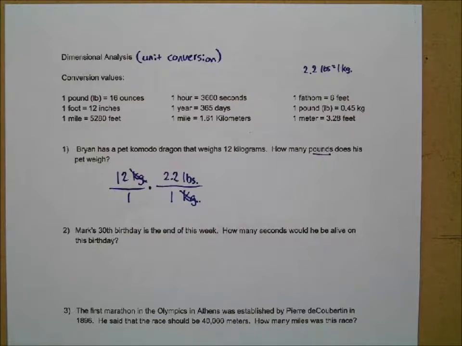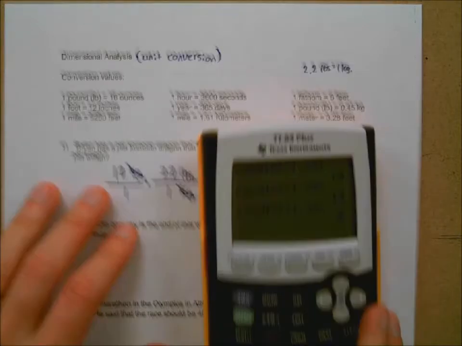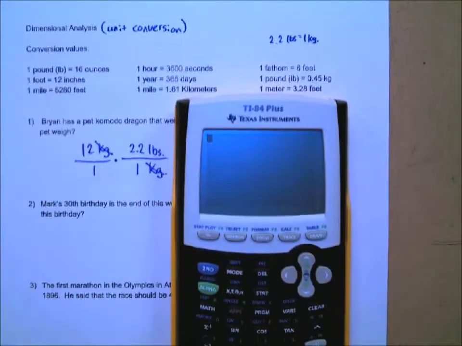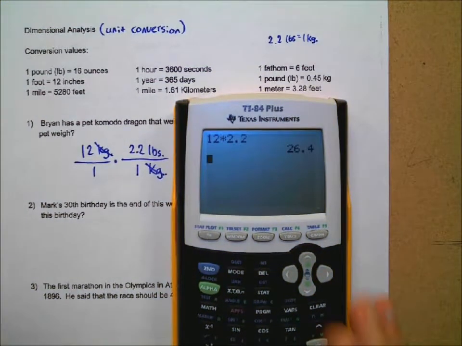12 times 2.2. So what's 12 times 2.2? Well, that we can go to our calculator. Okay. So 12 times 2.2, 26.4. Okay.